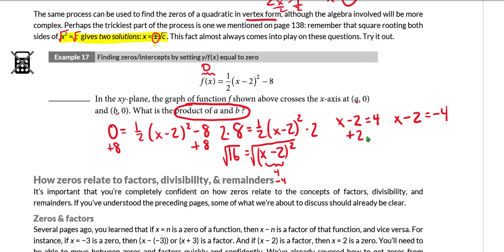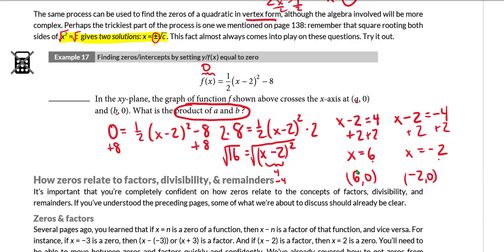I'm going to add a 2 to both sides here, and I get x equals 6. I'm going to add a 2 to both sides here. I get x equals negative 2. And therefore, 6 and negative 2 are my intercepts. They are my x-intercepts. They are my zeros. So these 2 points, a, 0 and b, 0, must be 6, 0 and negative 2, 0.